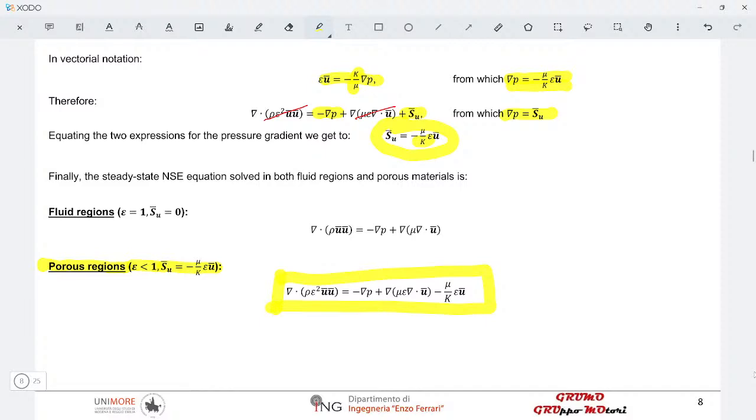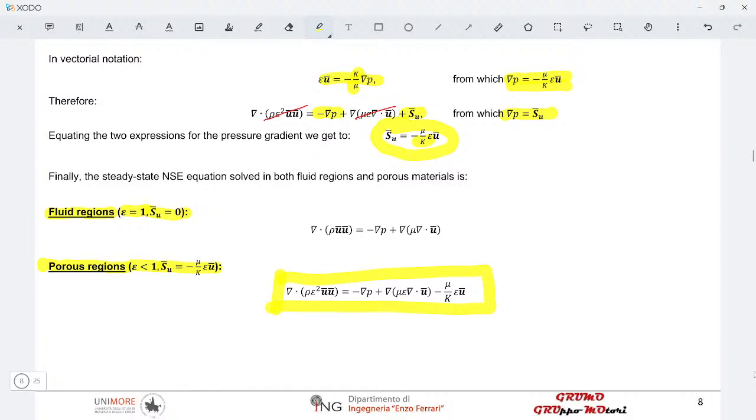But what about this equation? If we have to live with just this equation for the momentum in the other parts, what about the fluid parts? Well, in the fluid parts, as we already said, epsilon equals 1, so everything is fluid. And then we don't have this source term, because this source term is related to the resistance exerted by the porous material to the flow. That's why it's a negative source term, a destruction of momentum for porous materials.